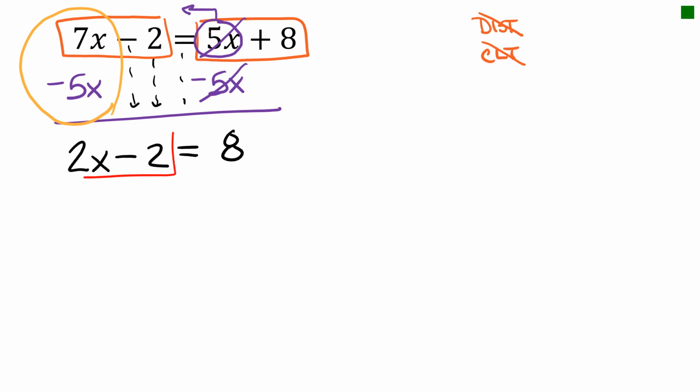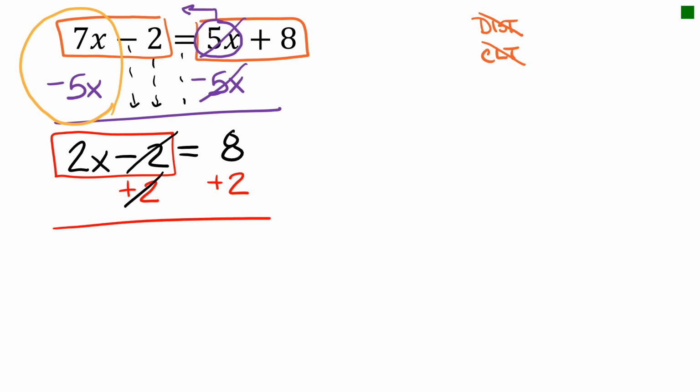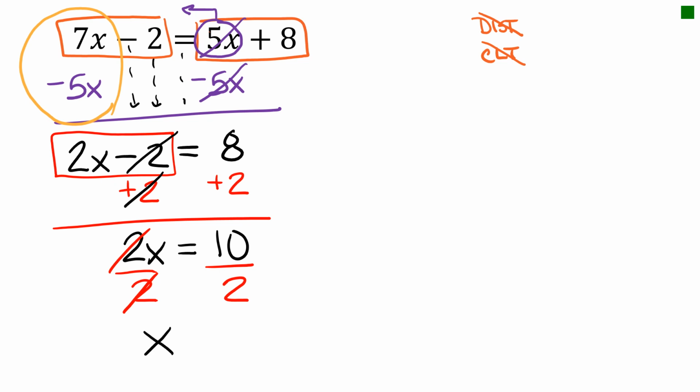So over here on the left-hand side, I'm going to take that minus 2 and I'm going to add 2. I'm going to also add it to the right-hand side to keep it nice and balanced. The negative 2 and the positive 2 cancel. On the left side, I have 2x. Bring down the equal sign. 8 plus 2 is 10. I'm down to a multiplication of a variable and a coefficient. So I'm going to divide both sides by the coefficient. The 2 over 2 cancels. I have x equals 5.